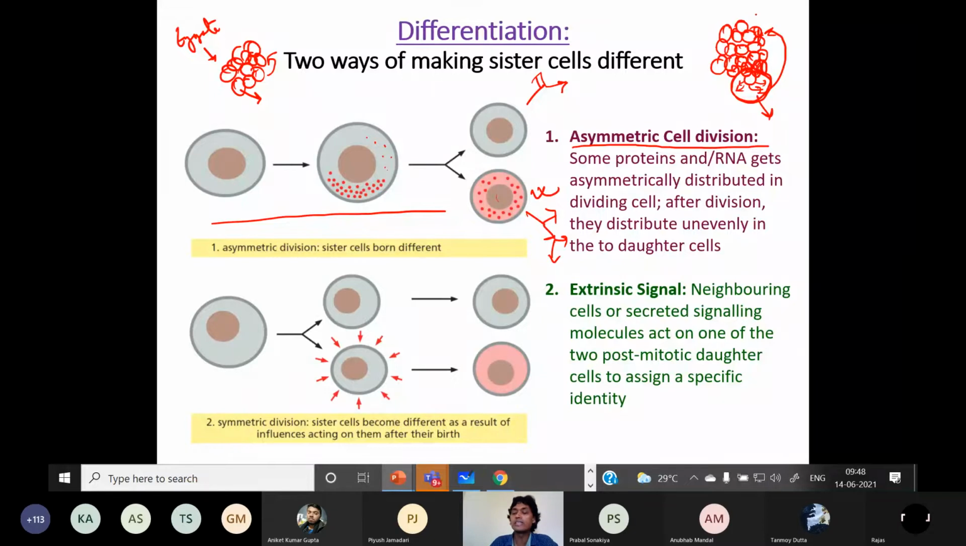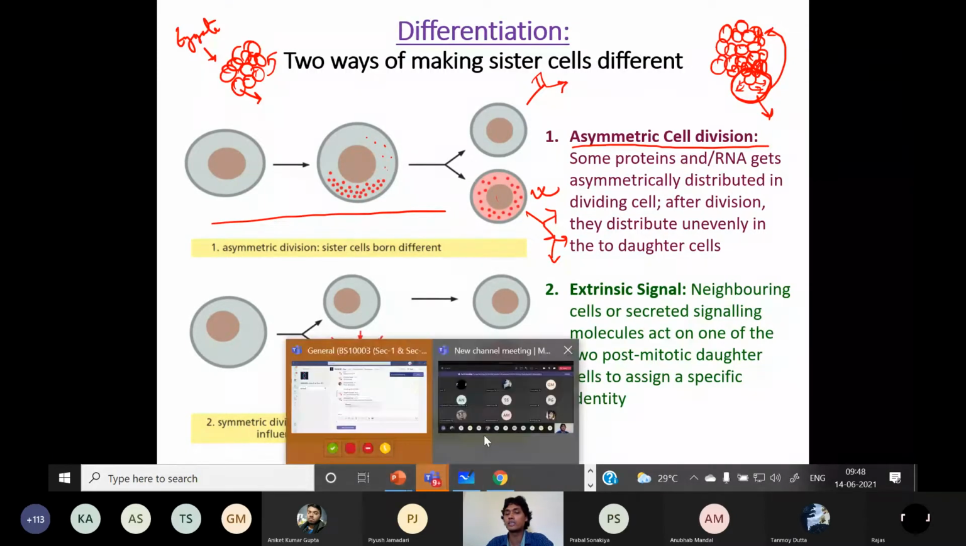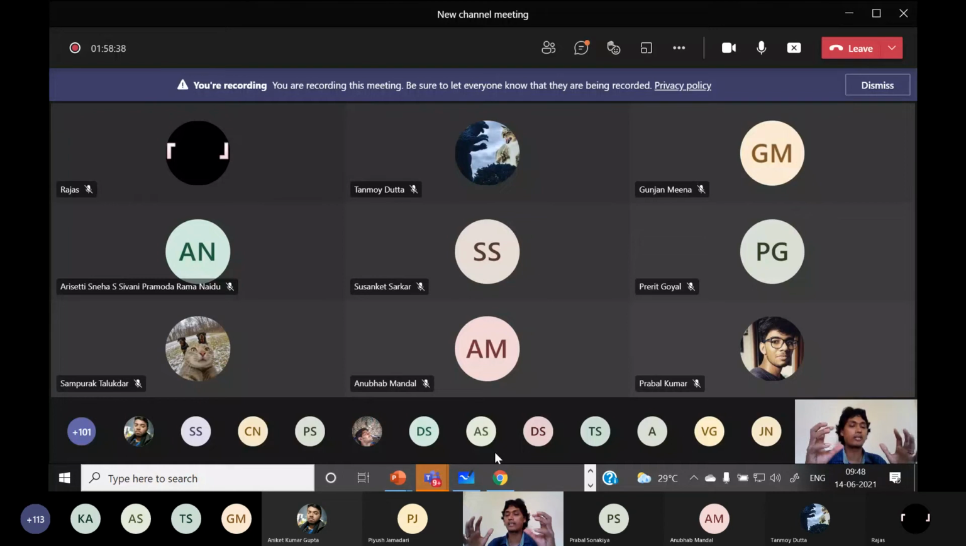So how far away the stimulus or the signal is present, based on that, it can decide the fate of those cells, along with the concentration of that stimulus. So this is very complex, and I'm just giving you one example.